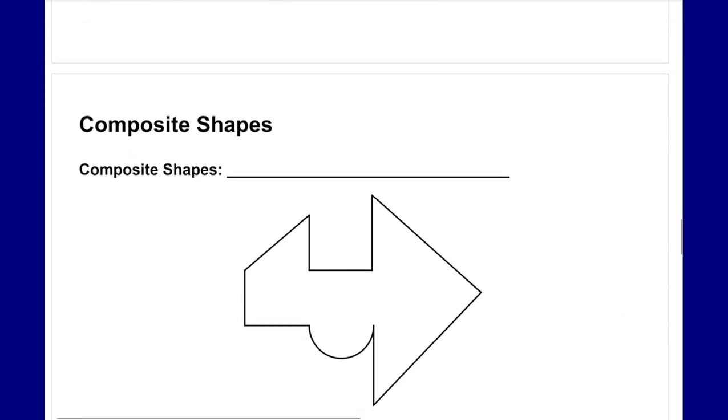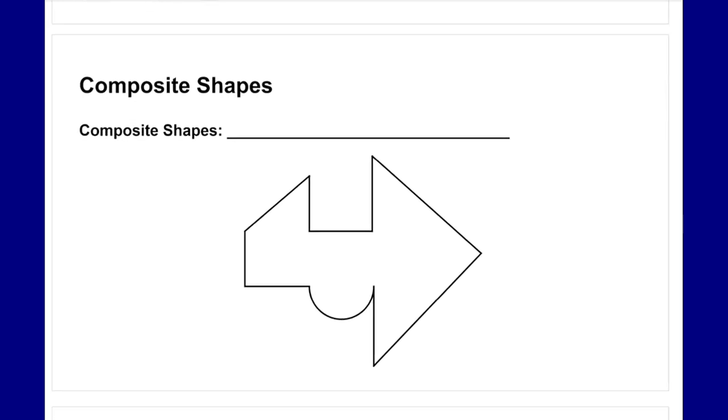Now for composite shapes, what is a composite shape? This is a composite shape that we have here. So this weird looking figure is what we consider a composite shape. And a composite shape is a shape made up of two or more basic shapes.